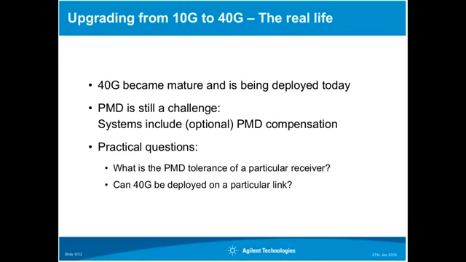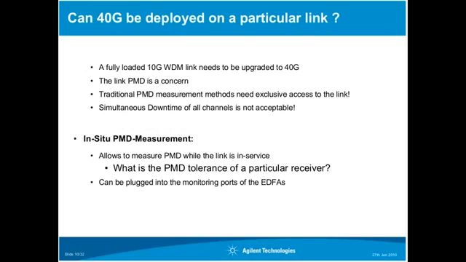So I think this is the reason why these questions here on the bottom arise. What actually is the PMD tolerance of my particular receiver? I'm going to address this at the end of this talk. And another very practical question is, can I actually transmit this 40 gigabit signal over my particular deployed link? It turns out that customers actually come to us and ask, okay, how can we measure this?